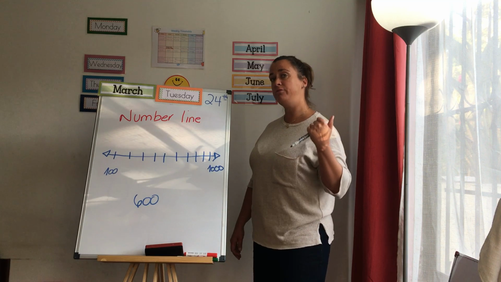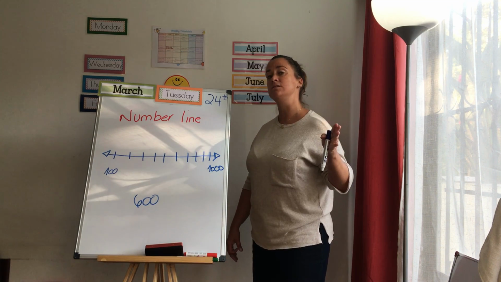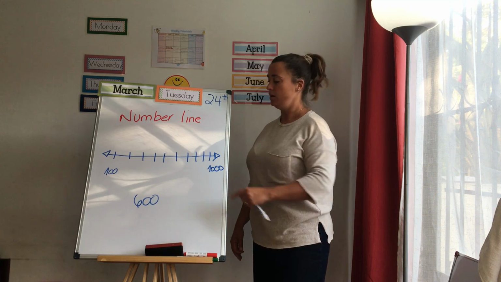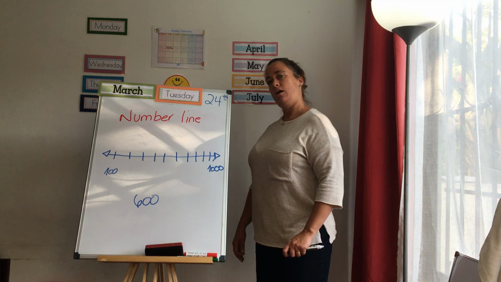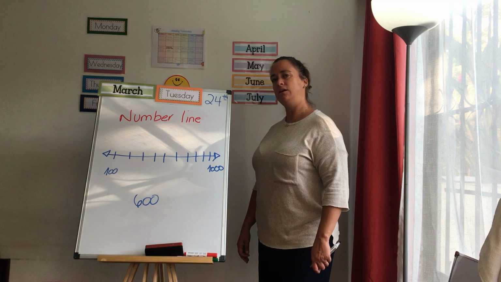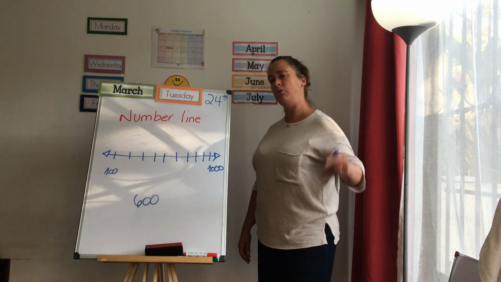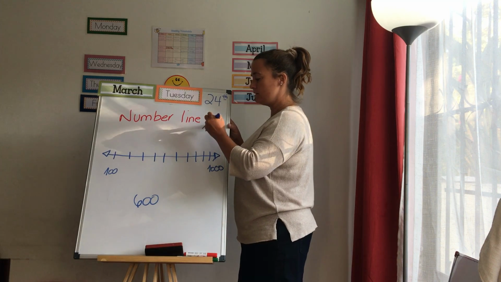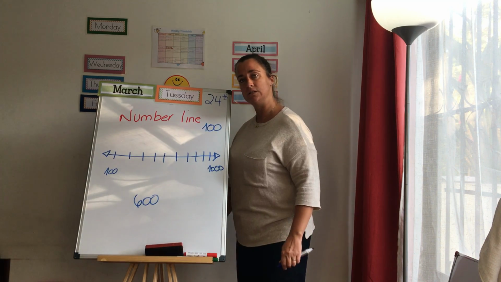You remember the one before? It was 10 by 10s. The number line was going 10, 10, 10, 10. What is the skipping here? How do you think it's going? Yeah, well done. This is skipping 100.